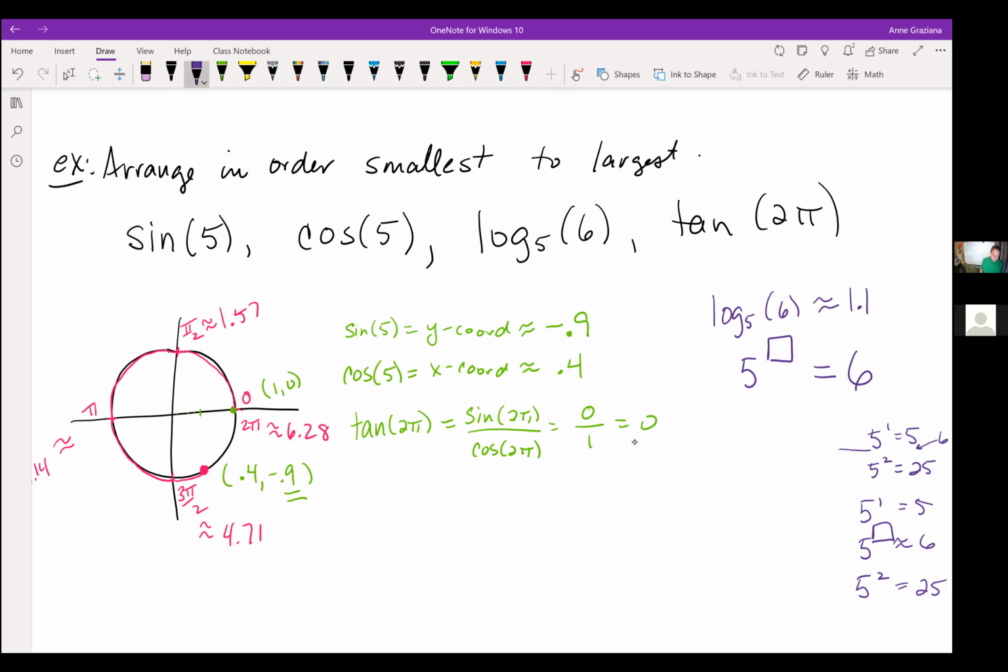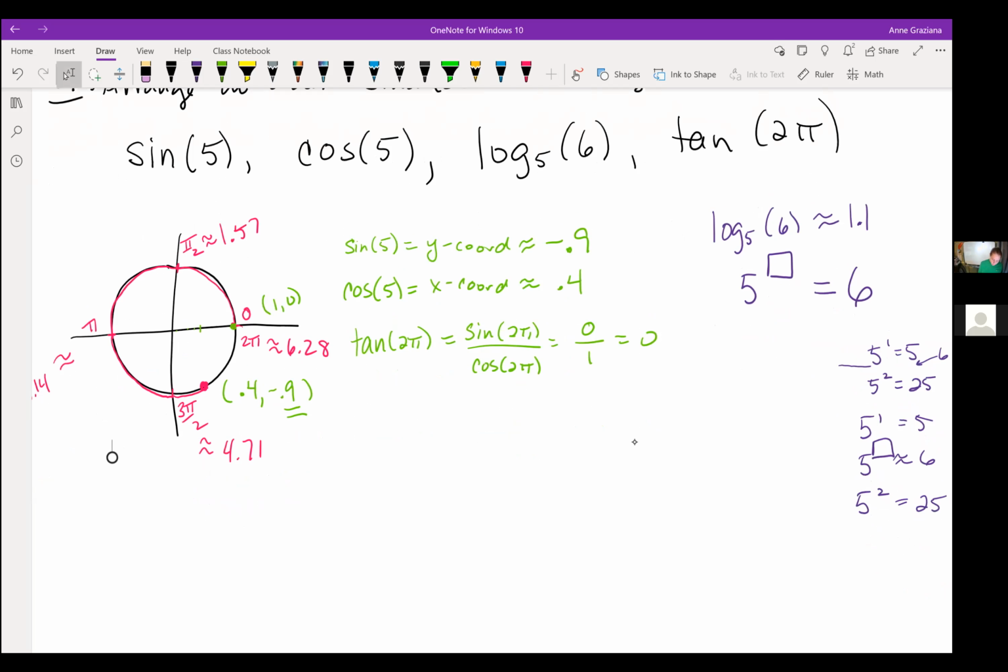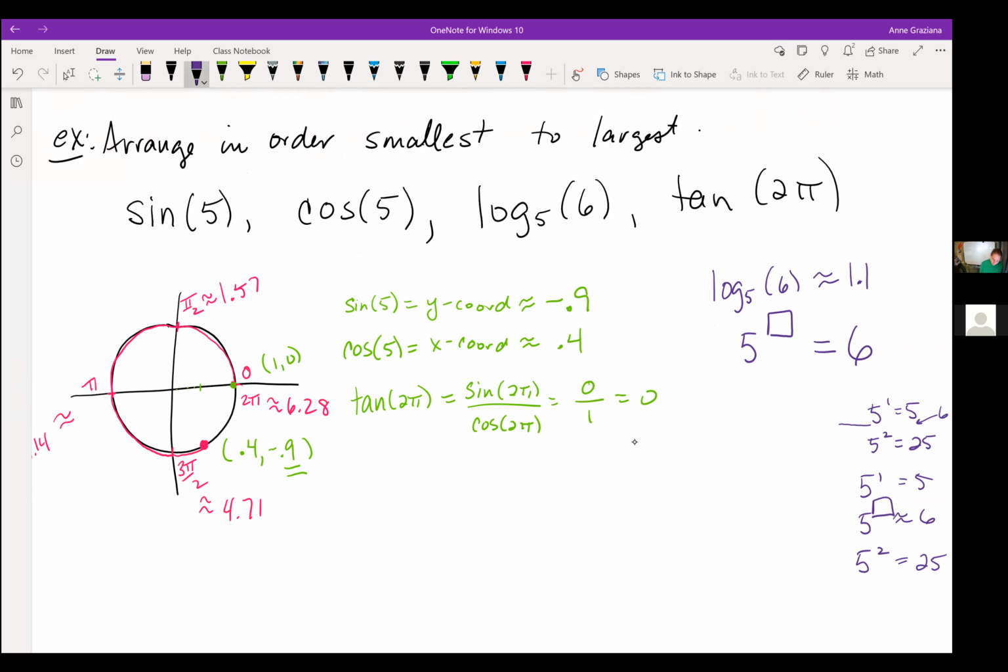Okay. All right. So then putting this in order, don't forget the last part. I look at what I'm working with. I have a negative 0.9, a positive 0.4, a 0, and then a positive 1.1. So clearly the negative comes first. So sine of 5 is the smallest.